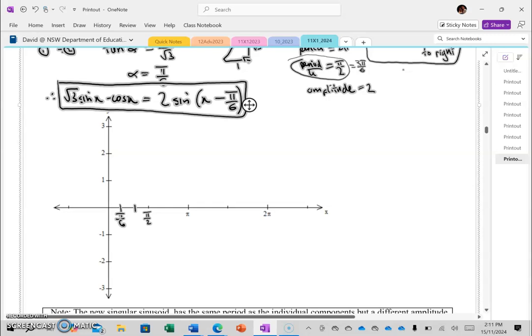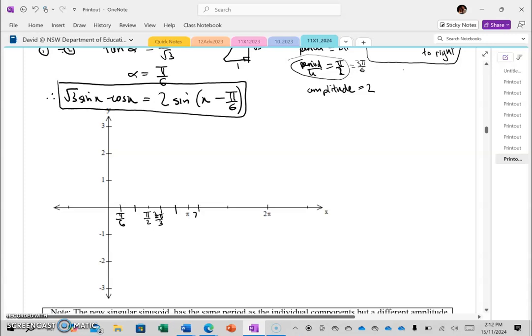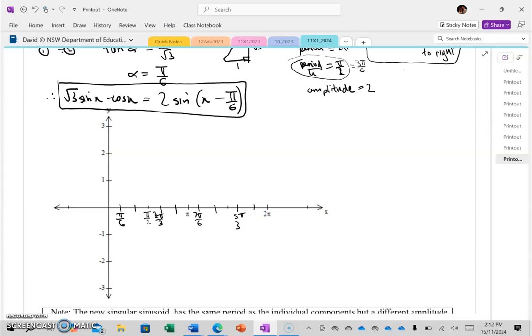So I've got to go 1, 2, 3 spaces. So the next important point will happen here. That'll be at 4 pi on 6, which is 2 pi on 3. 5 pi on 6, 6 pi on 6, 7 pi on 6, 8 pi on 6, 9 pi on 6, 10 pi on 6, well, which is 5 pi on 3. And then 11 pi on 6, and then 12 pi on 6. Okay, so I've put the key points bolded there.